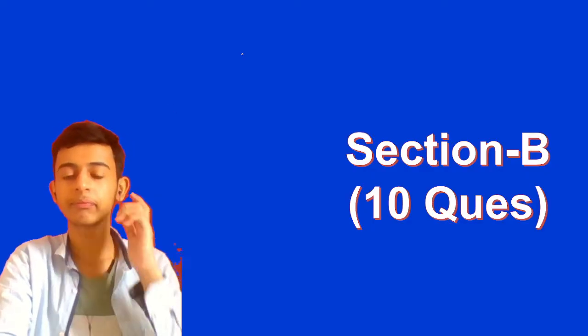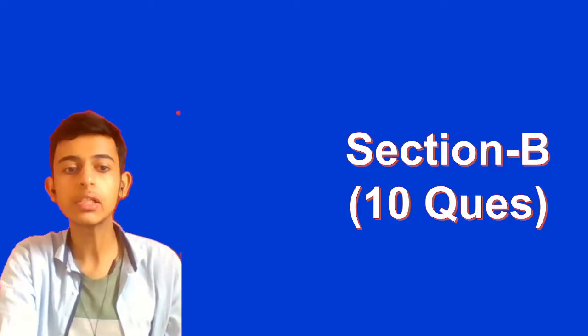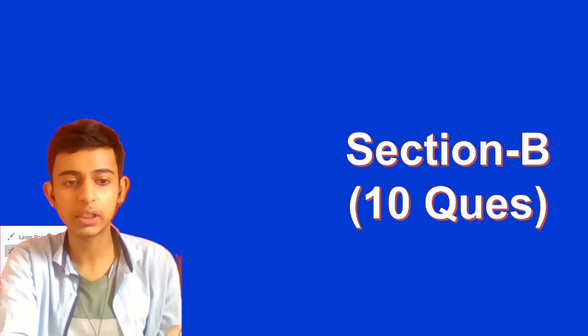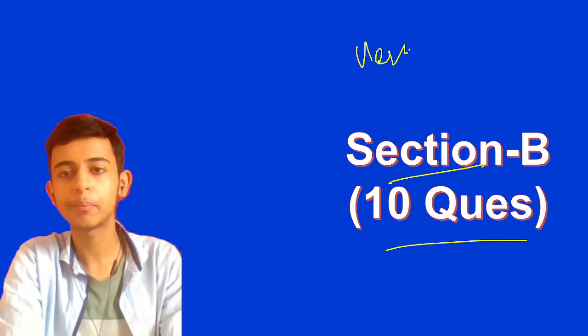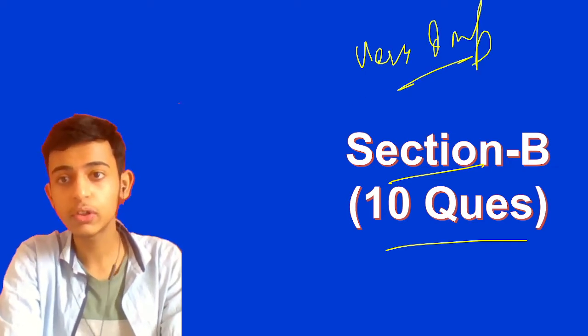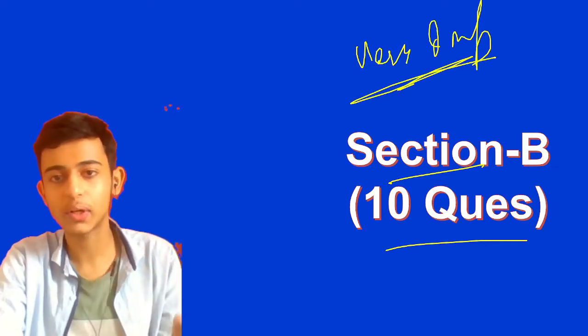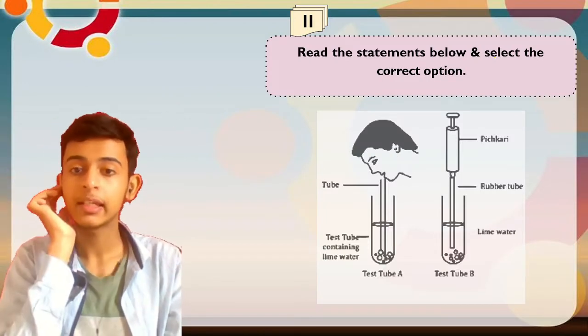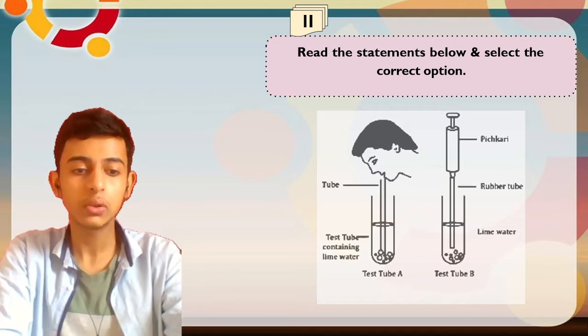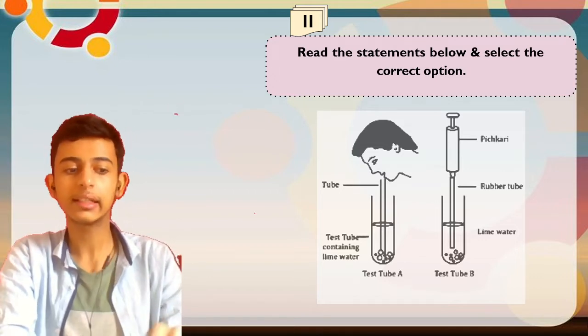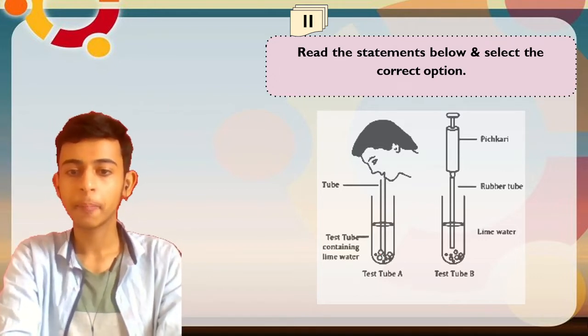Correct? So we have successfully completed section A of general MCQs, and now we have section B, 10 questions again from chemistry. Very important and rank decider. If you do this well, nobody can stop you from scoring 40 and 40 in sciences. First question says, read the statements given below and select the correct option. So we need to read the statements and then select the correct option, right?